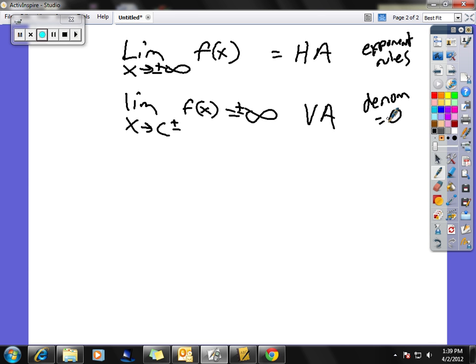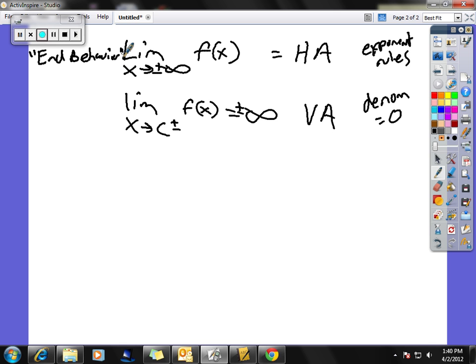Now, another term for horizontal asymptotes is also called end behavior. Okay, end behavior. And it's called end behavior because it's like, how is the function behaving at the ends, all the way to the right and all the way to the left. So that's the same thing as a horizontal asymptote.